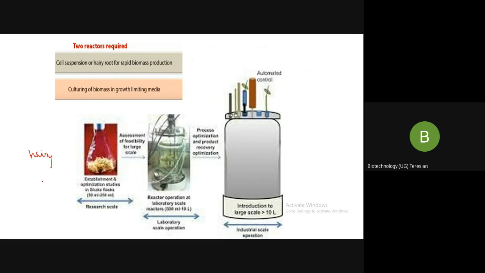The hairy root process is an automated process, and we can achieve high mass of roots using a transformation technique, in which we infect the tissue with a bacterium called Agrobacterium rhizogenes. So what we will do is take any part of the tissue, that is your explant, and infect it with the bacterium, whose name is Agrobacterium rhizogenes.